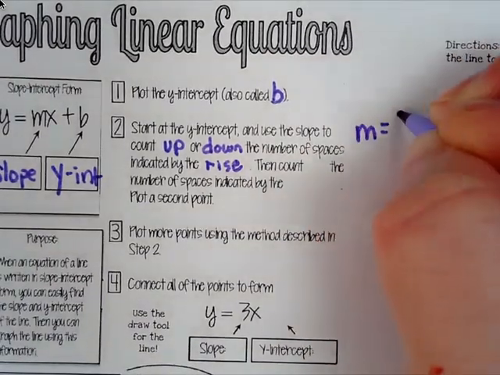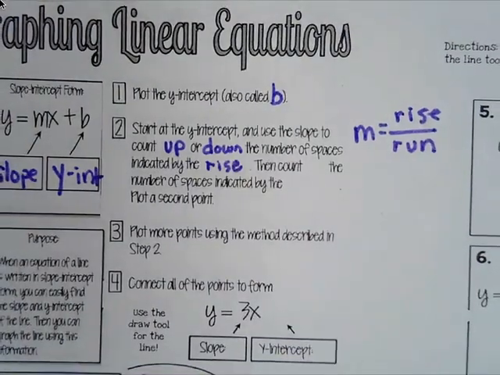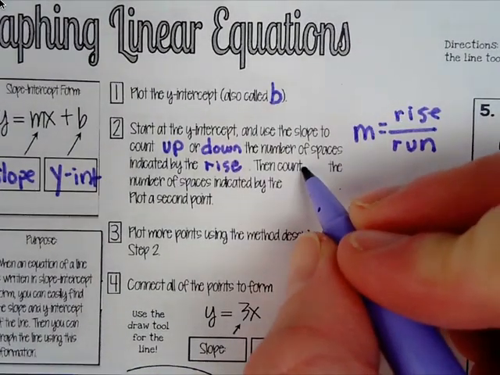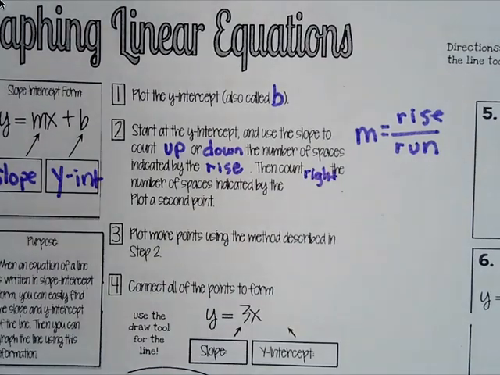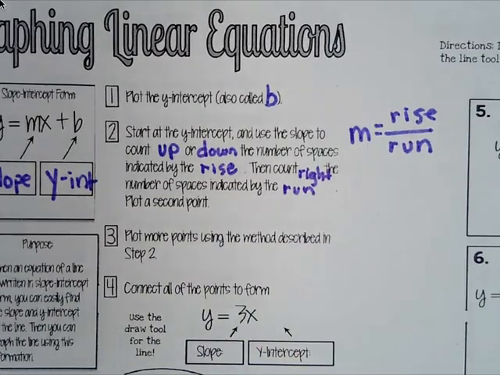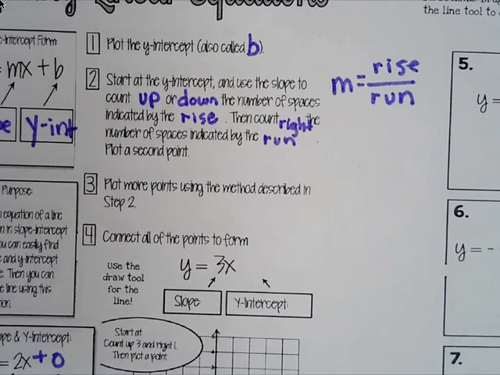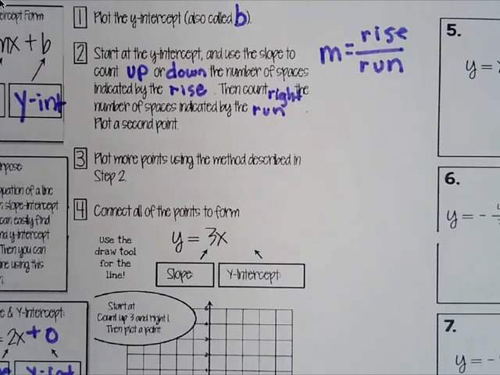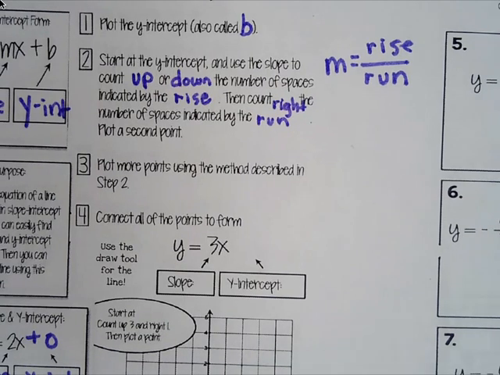So remember with slope, we have rise over run. So it's indicated by our rise. And then you count right. The number of spaces is indicated by the run. And plot your second point. Then you plot as many points as you can using rise over run. Then you connect your points to form a line.